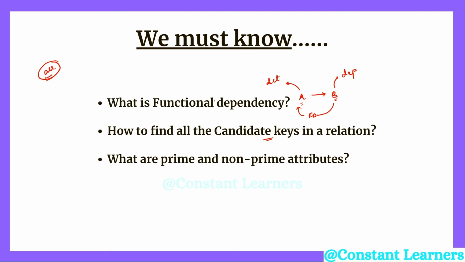I have different videos on all of these topics, that is what are super keys, what are candidate keys, attribute closure, as well as finding the candidate keys in a relation. I will link all of those videos in the description below. If you have any doubts on any of these topics, you must definitely check those links before continuing with this video, right? Also, we must know what are prime and non-prime attributes in a candidate key, right? Let's start with what is partial dependency.